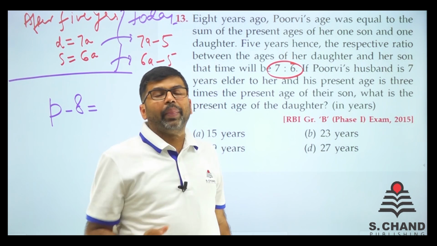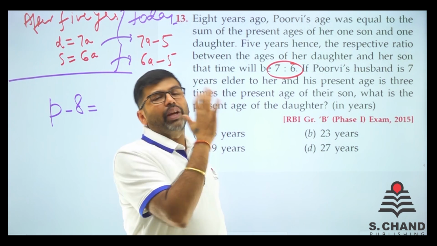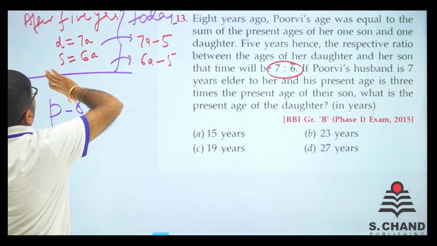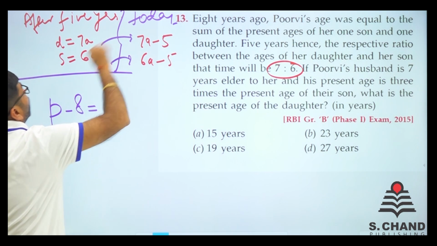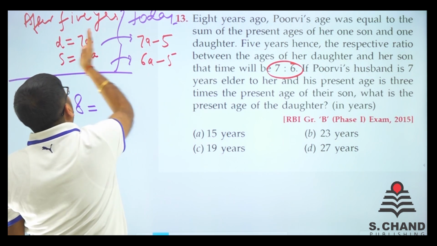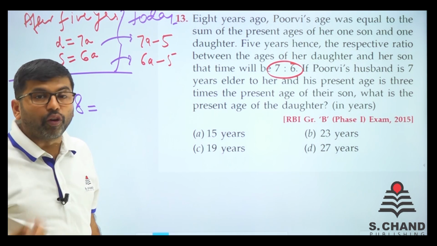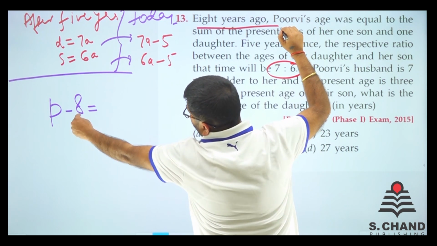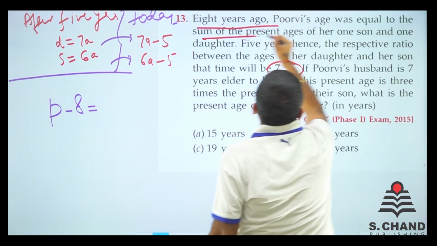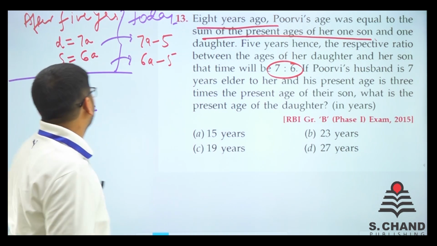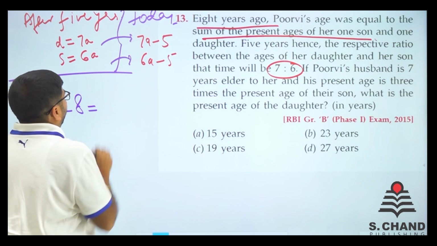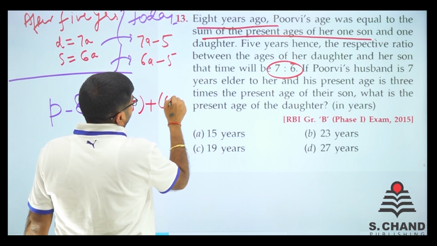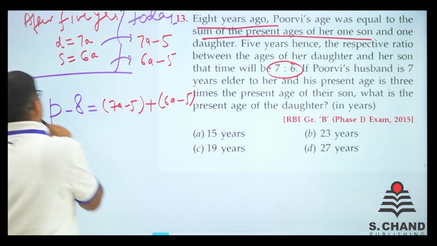So, do one thing always. Try to go directly to the ratio and assume accordingly. So, if I say after 5 years, this will be the age, today it is minus 5 because today is before 5 years now. And it says 8 years ago, Purvi is P minus 8. Sum of the present ages of their son and daughter. So what is present age? 7a minus 5 and 6a minus 5. So this is one of the equations.